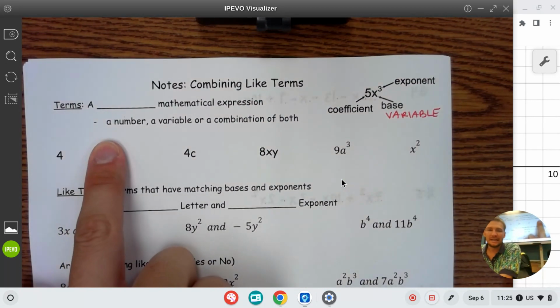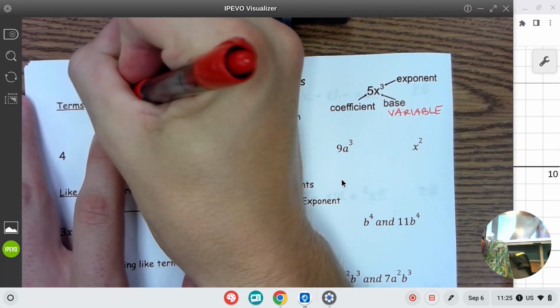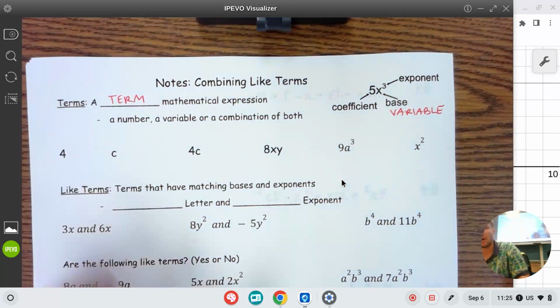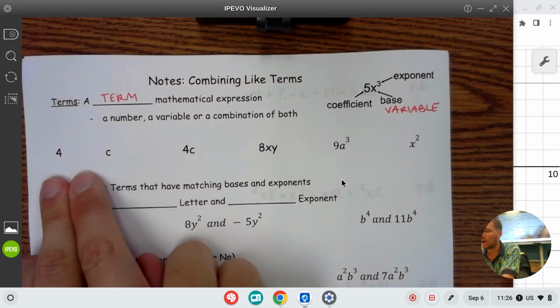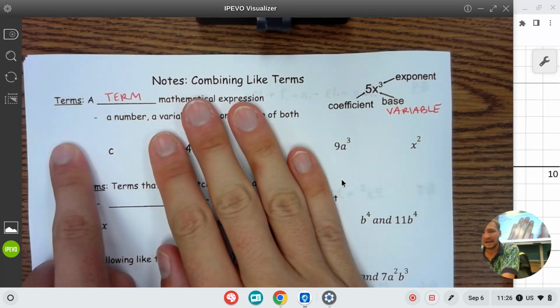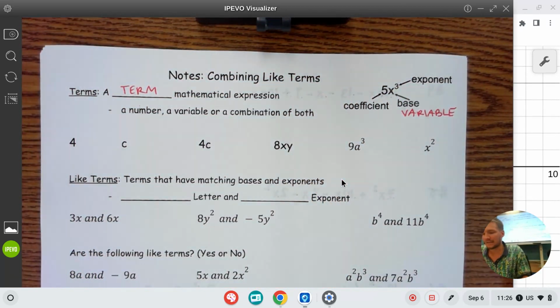Now, getting into the notes, this first one's kind of silly. Terms. A term, which we already talked about, is just a mathematical thing. Most of the time, it's just a number or a letter, or maybe a term is a number and a letter. But the bottom line, it's one piece. So all of these, that's a term, that's a term, that's a term, that's a term. It's just one piece at a time.